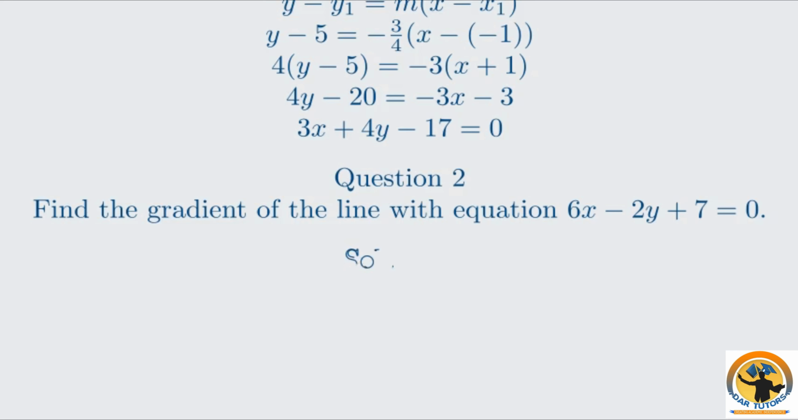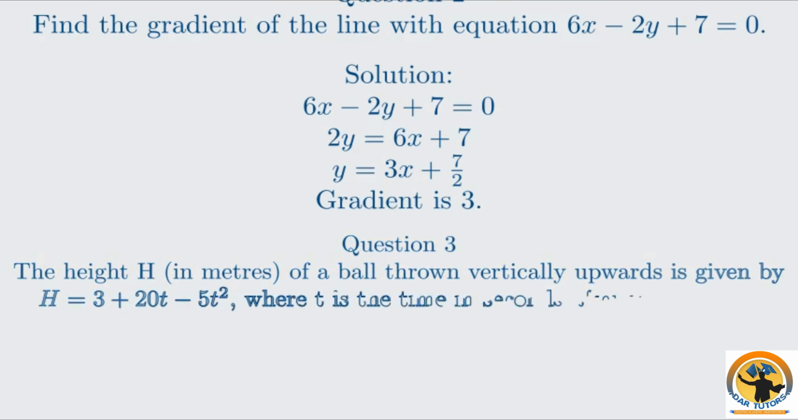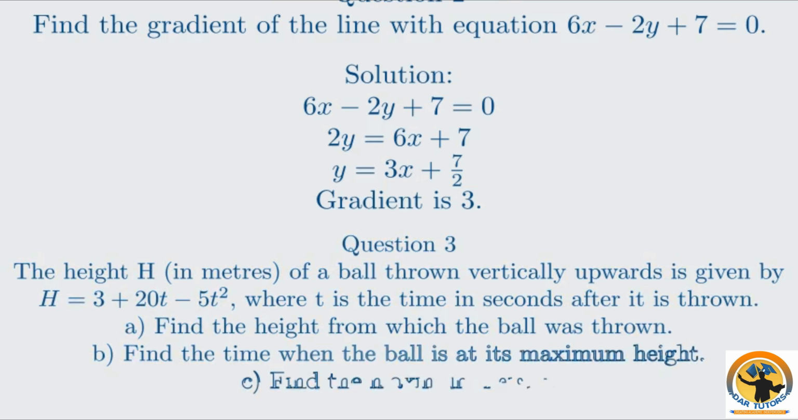To find the gradient, we must rearrange the equation into gradient-intercept form, y equals mx plus c. Isolating y, we find that 2y equals 6x plus 7, so y equals 3x plus 7/2. The gradient is 3. Question 3 is an application problem. Take a moment to read and solve it.